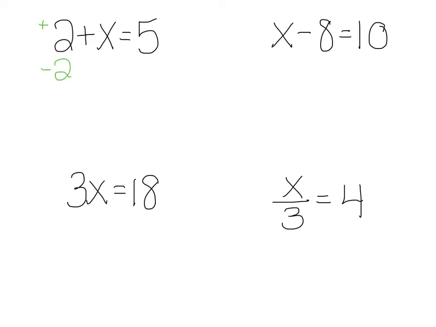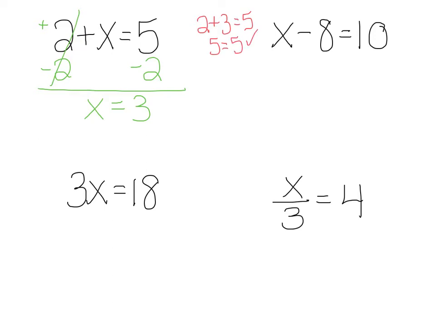And what I do on one side, I have to do on the other, because I want to keep the equation balanced. So positive 2 minus 2 gives you 0. On the left side, we're just left with x. We always keep that equal sign, and 5 minus 2 is 3. So x equals 3. One way to check my answer would be to plug that back in, and 2 plus x, which we said is 3. 2 plus 3 equals 5. Well, I know 2 plus 3 is 5, and 5 equals 5, so we did it right.